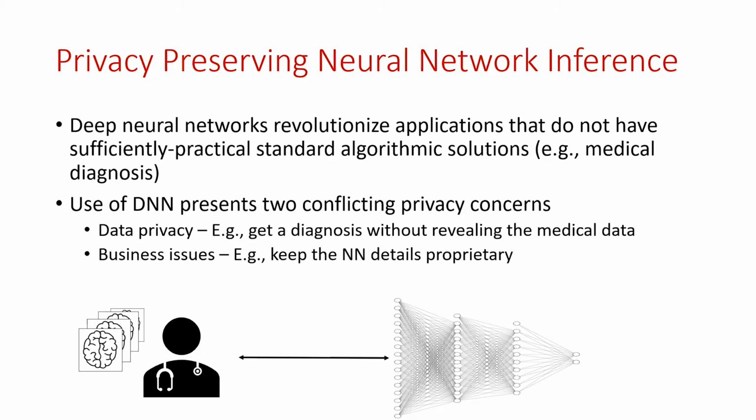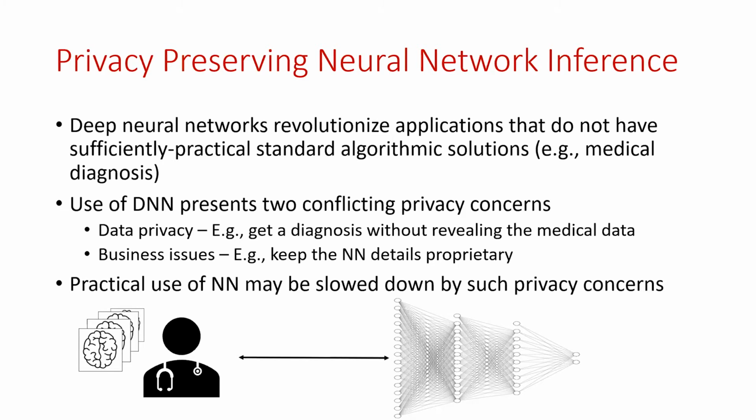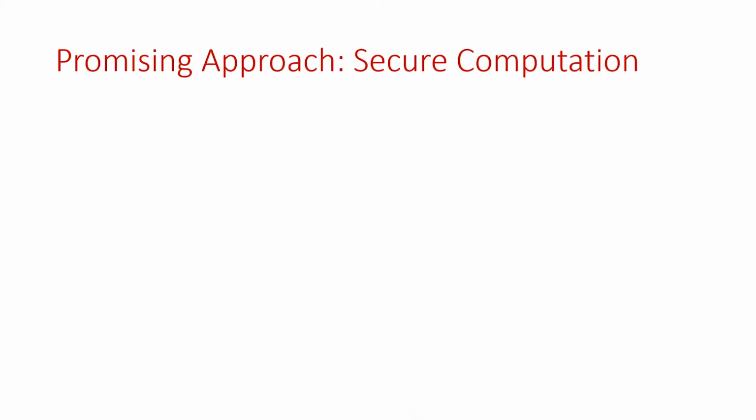There's also the issue of the sensitivity of the model. How can the model owner allow users to use the model without revealing it and maybe getting it compromised? And those two privacy concerns may limit or slow down the use of neural networks in many sensitive domains, such as healthcare, for example. So one promising approach to solve this problem is by using secure computation.